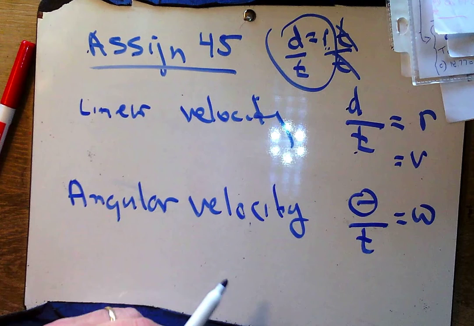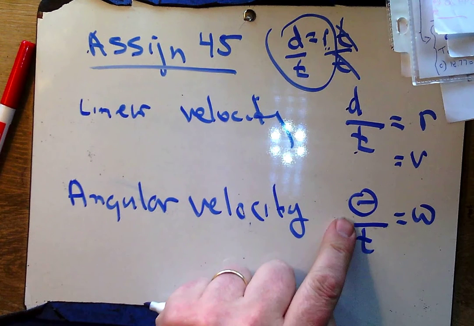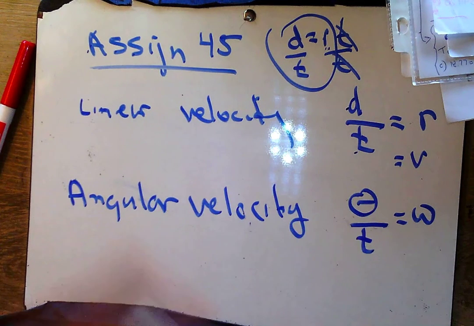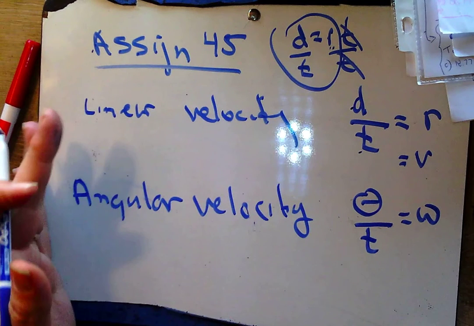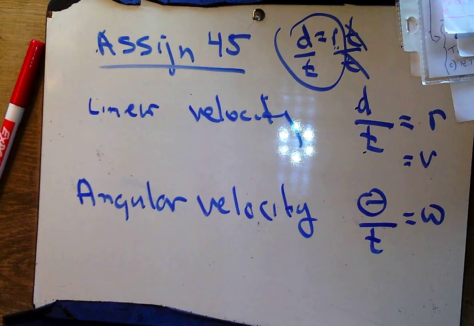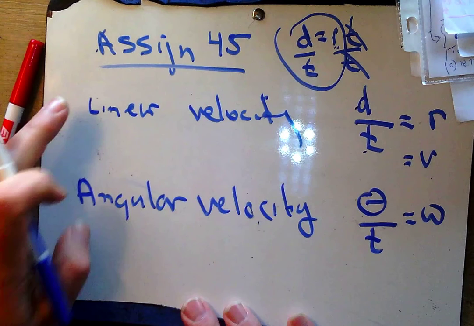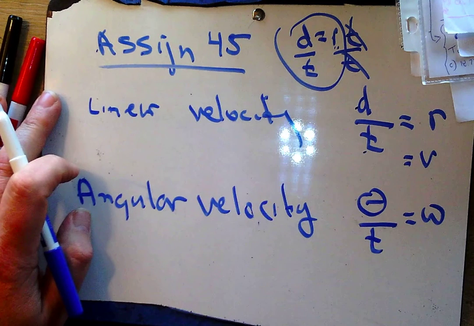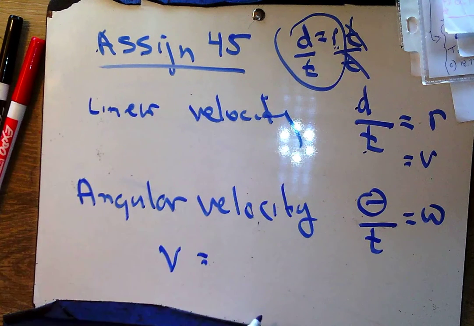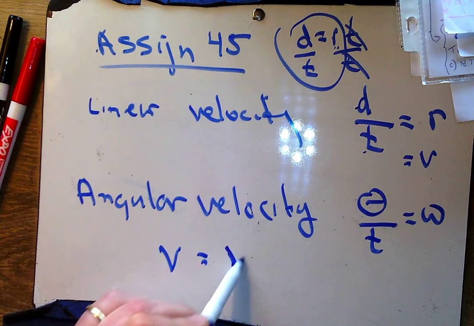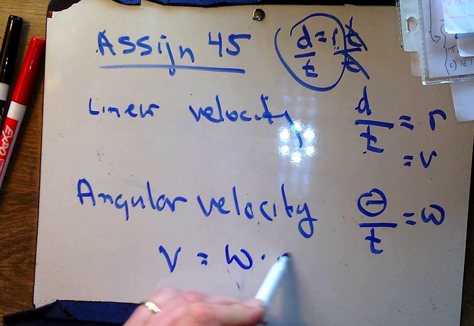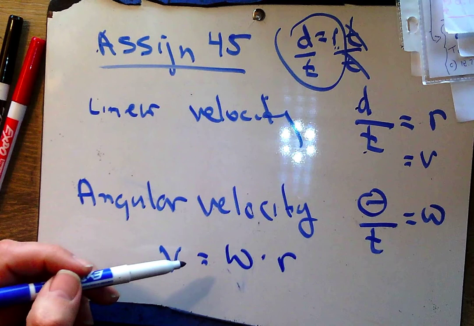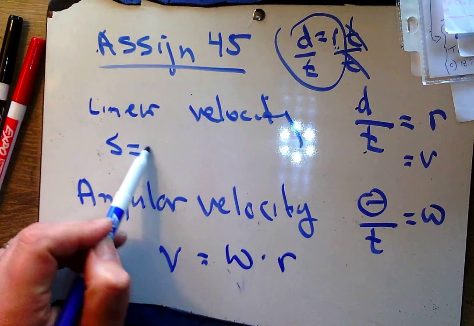Now, that being said, I probably use this formula once, twice in all the linear and angular velocity stuff from now until you take the assessment. Most of the time, though, we're going to be looking for a bridge between these two things. And that bridge comes in the form of linear velocity is angular velocity times radius.